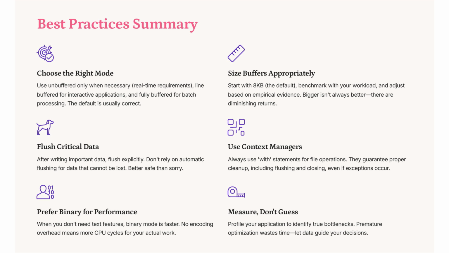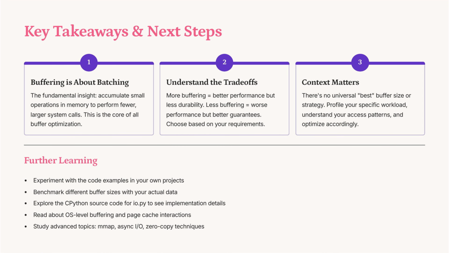Profile to find bottlenecks. Buffering optimizes performance by batching operations, reducing system calls. More buffering enhances performance, but reduces data durability. Tailor your strategy to your workload's needs. Experiment with code, benchmark buffer sizes, and explore CPython's _io module for deeper insights. Delve into operating system-level buffering, page cache, and advanced techniques like memory mapping and asynchronous input-output for comprehensive understanding.